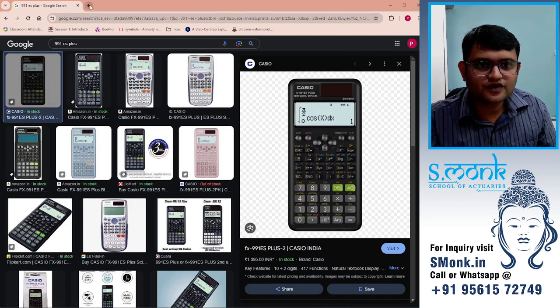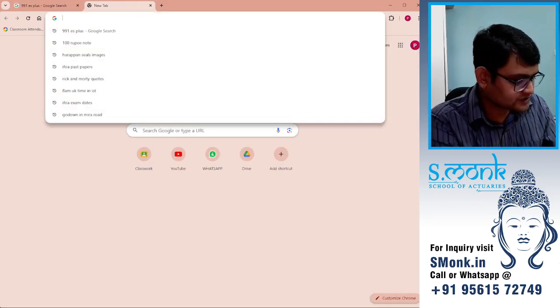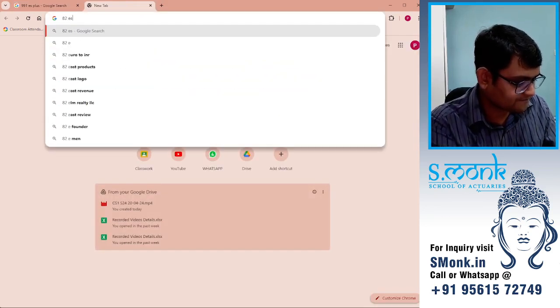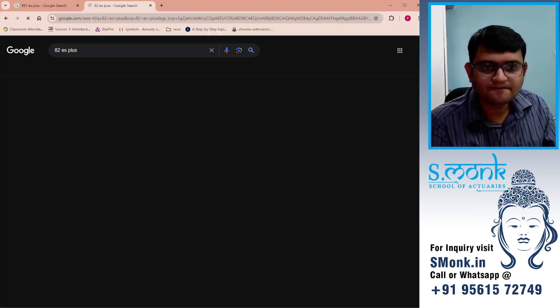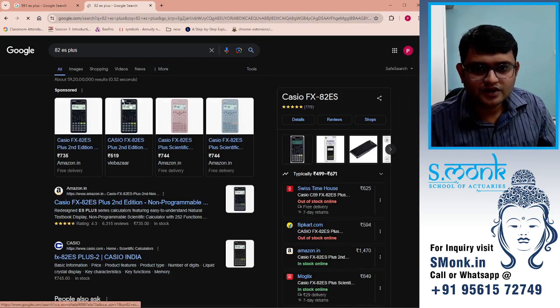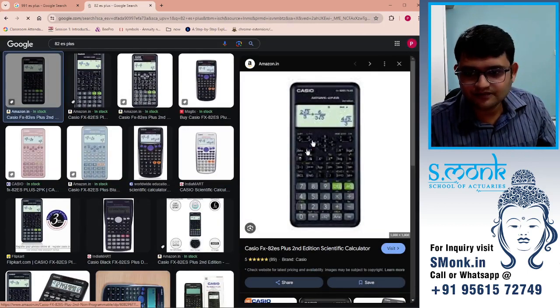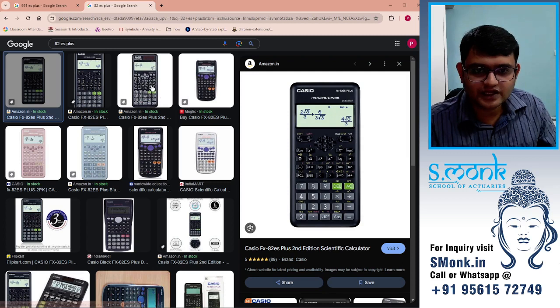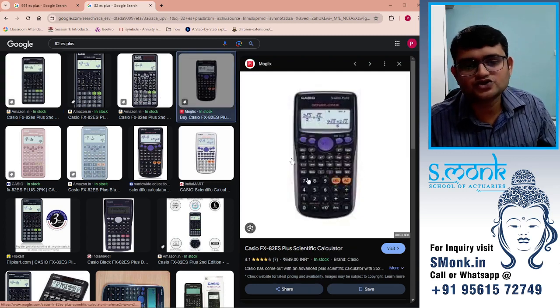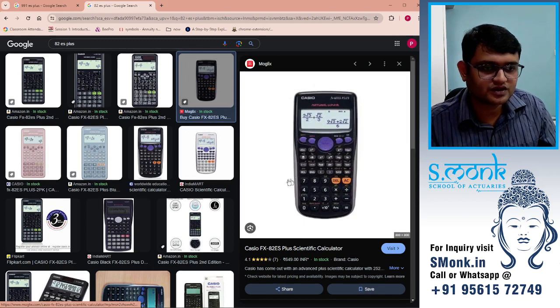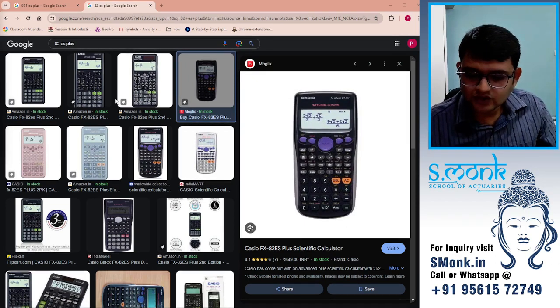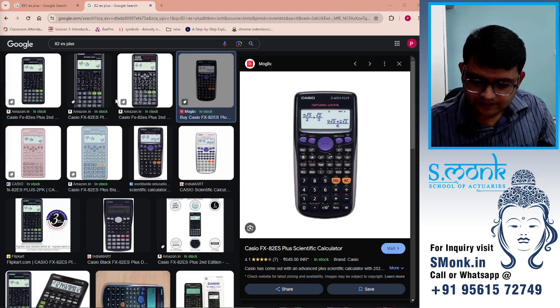Okay. And if we talk about 82 ES, the new calculator, you will see that it looks almost the same. The 82 ES also looks similar to 991, and this is the old calculator. This also used to be very similar, just the color was different. Okay. So again, you will not have any problem with the calculator.